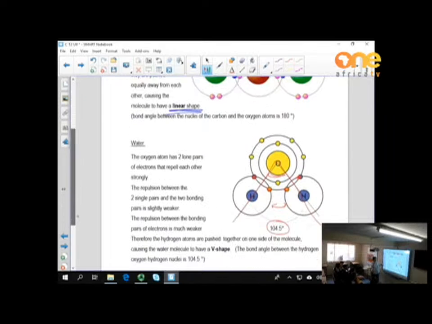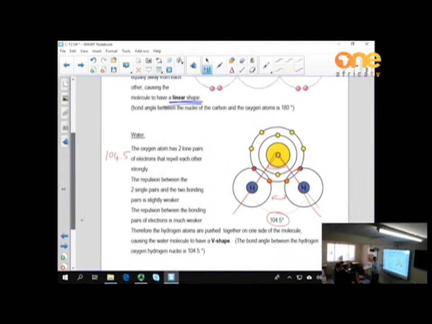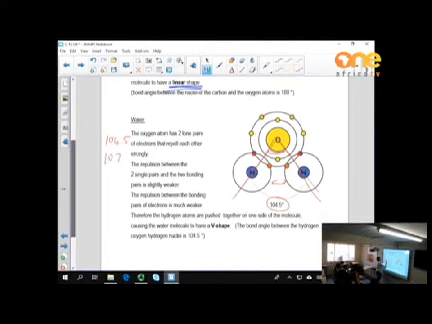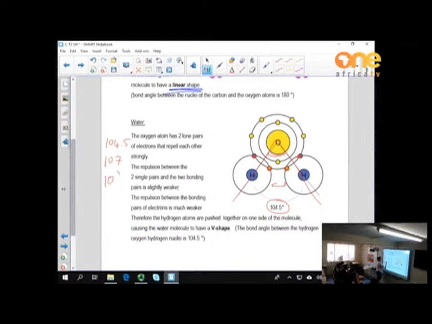So, try and remember it. Water, 104.5. What was ammonia? 107, and the last one that we've done now, 109.5. So 4, 5, 6, 7, 8, 9. Okay, try and get yourself a system to remember the size of the bond angle. If you can remember the sizes, you would be able to figure out which size belongs to which atom.